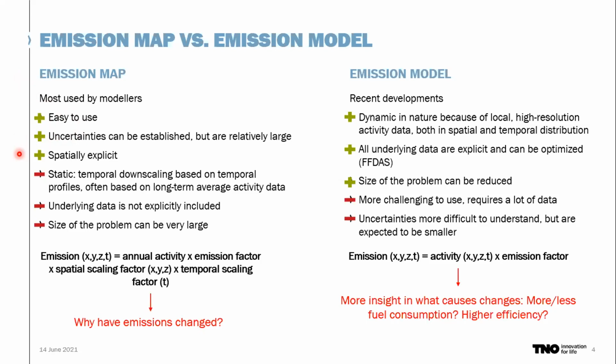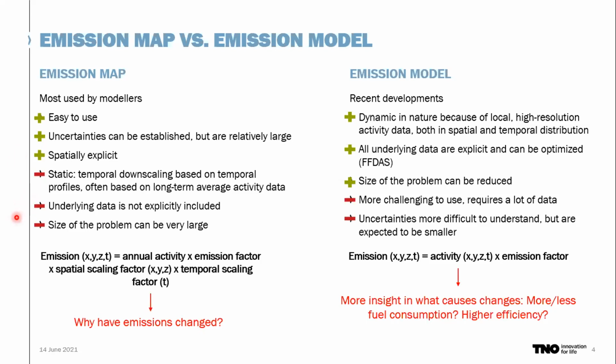The downside of these emission maps is that the uncertainties are relatively large, especially if you cover a larger domain. So for example, the temporal downscaling is often based on long-term average activity data. And it's not country specific, so this introduces an additional uncertainty.